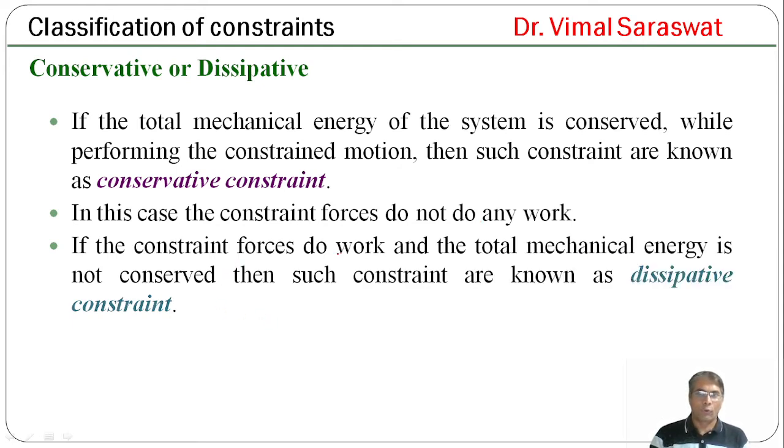If the constraint forces do work and the total mechanical energy is not conserved, then such constraints are known as dissipative constraints. So, on the basis of conservation of total mechanical energy, there are two types of constraints. One is conservative constraint and another one is dissipative constraint.